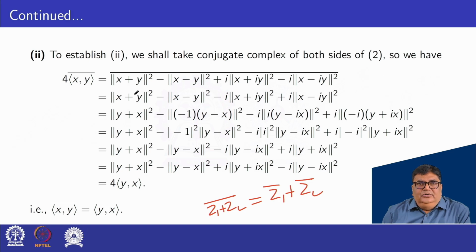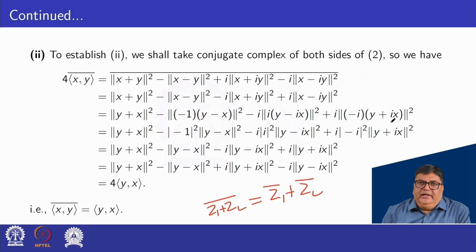Okay, so this can be written as norm of y plus x square minus, here common minus 1, we can write minus 1 into y minus x square. Here we can write by taking i common. So minus i, and this i common, y minus ix. So i into norm y minus ix square plus i, minus i common here. So norm minus i into y plus ix.